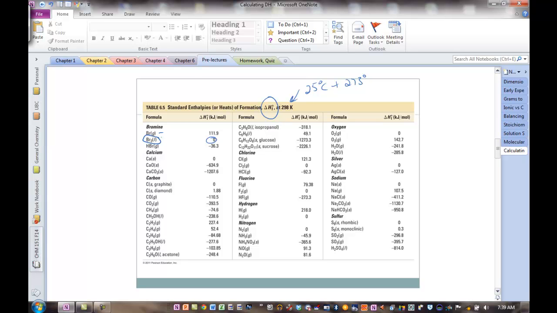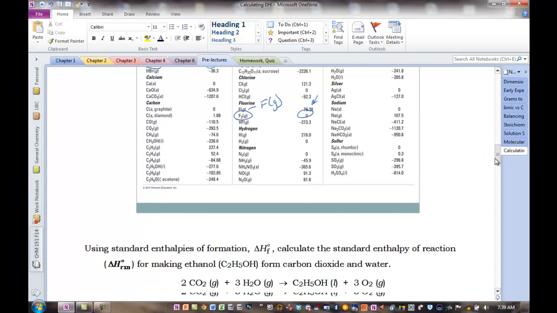Let's see if we can find some others. Fluorine, F2 diatomic, delta H formation is 0. But fluorine atoms, just fluorine atoms as a gas, does have a delta H formation value. It's only the element in its most stable state. All right, there's your table. So let's actually, I think, get to a problem, hopefully.